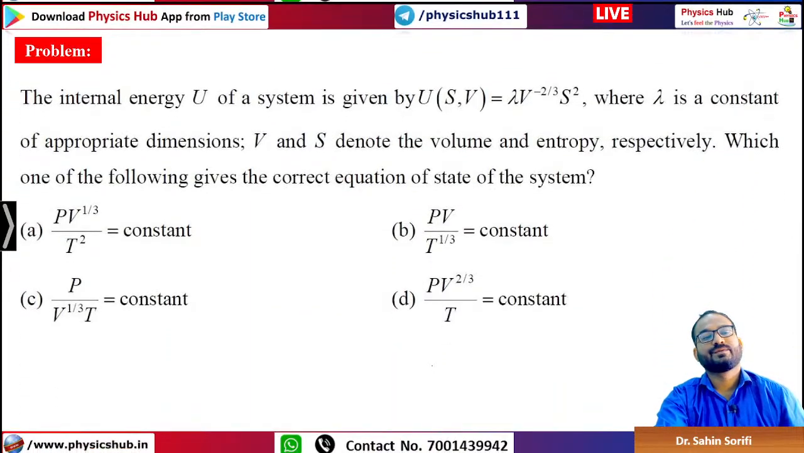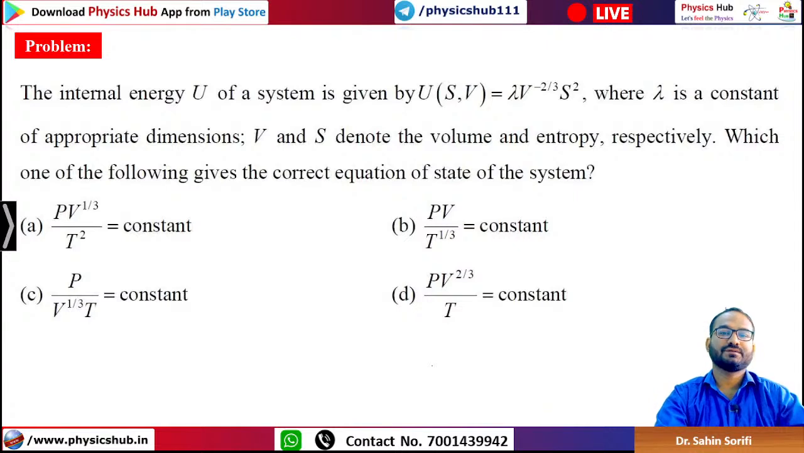Try to solve this problem. The internal energy U of a system is given by U as a function of S and V, equal to lambda V to the power minus 2 by 3 S square, where lambda is a constant of appropriate dimensions. V and S denote volume and entropy respectively. Which of the following gives the correct equation of state of the system?